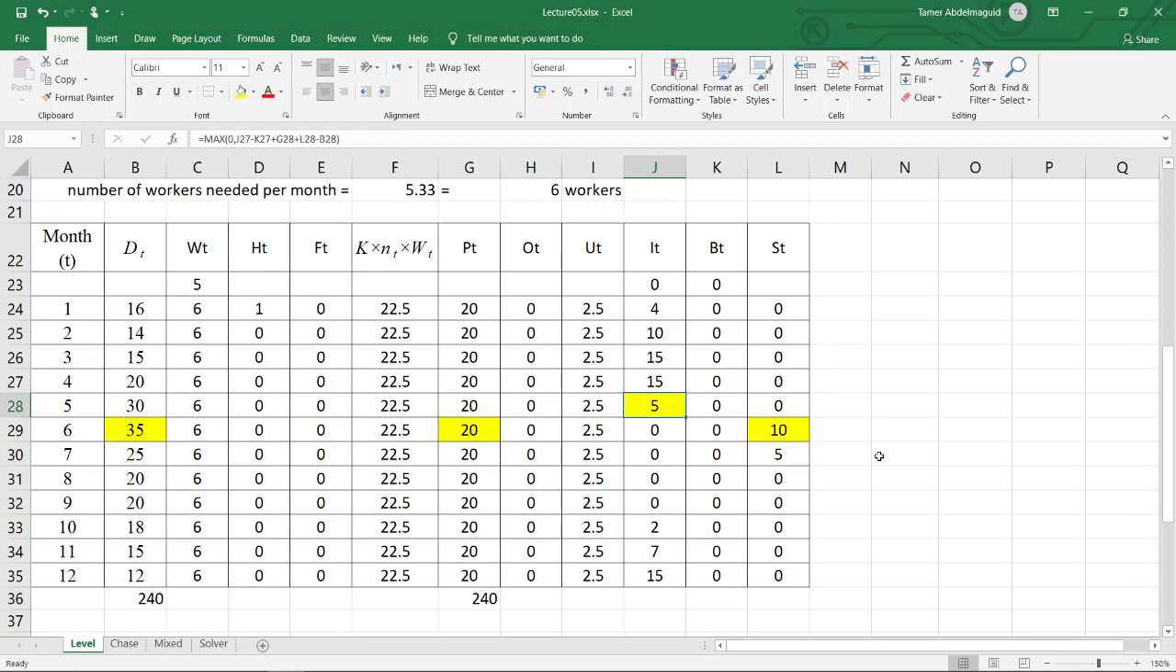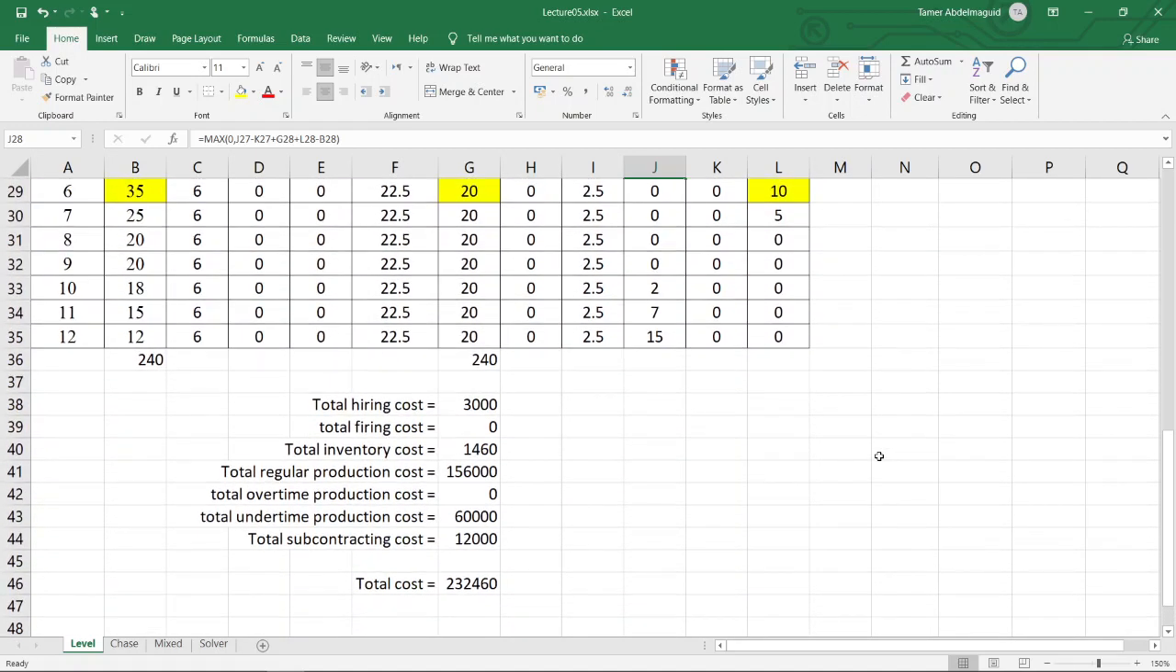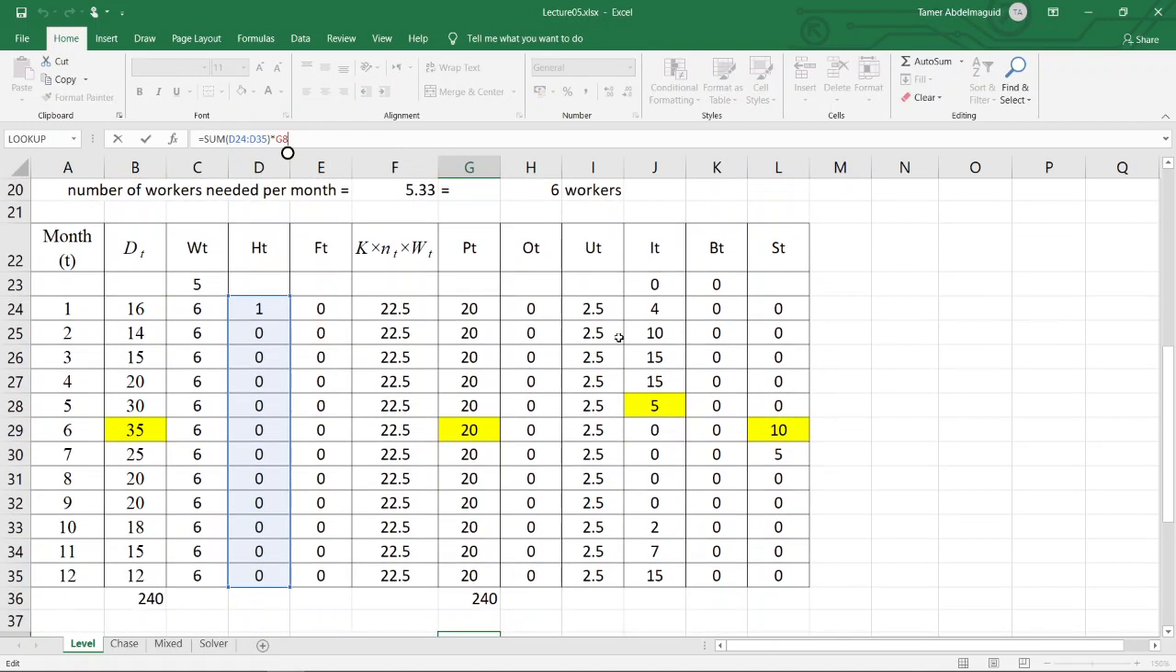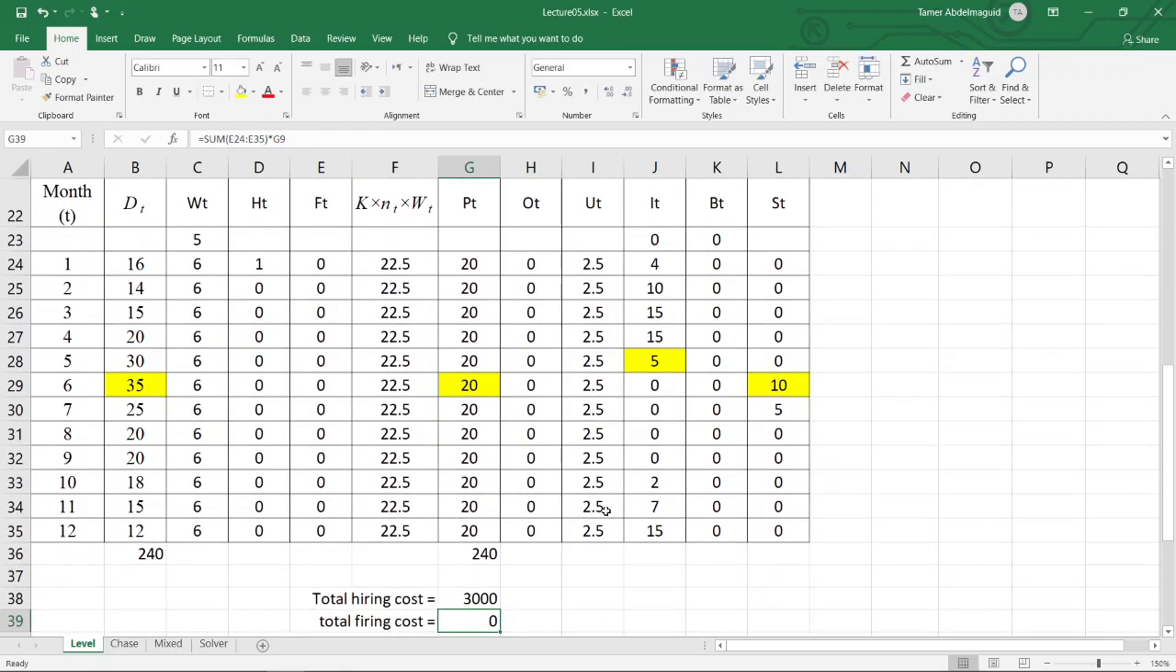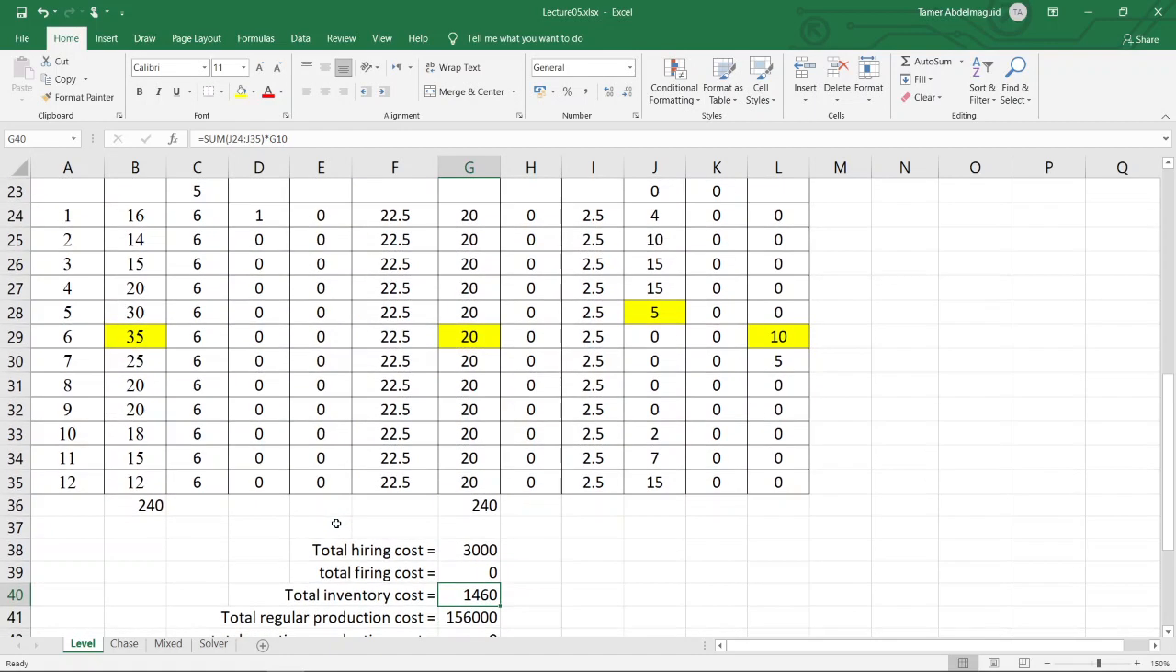Now, next, we need to calculate what? We need to calculate the associated costs of this plan. So total hiring cost is now 3,000. Why? I simply multiply the cost of hiring one worker by the summation of the values given here in this column. Okay, this will give us the total hiring cost. Similarly, the total cost of firing workers is the multiplication of the firing cost per worker times the summation of the values given in this column, which is 0 in this case.